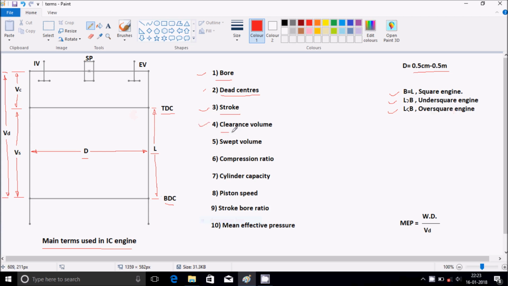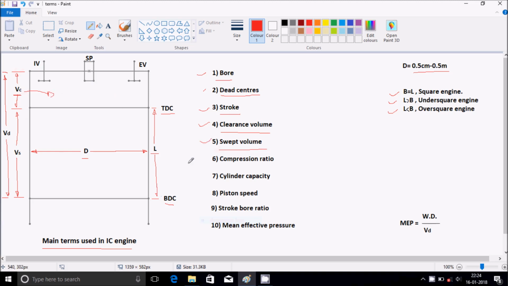Next is the clearance volume. It is denoted by V suffix C. It is the space between cylinder head and top dead center. It is called clearance volume. It is the space which is available for the combustion of air and fuel mixture.